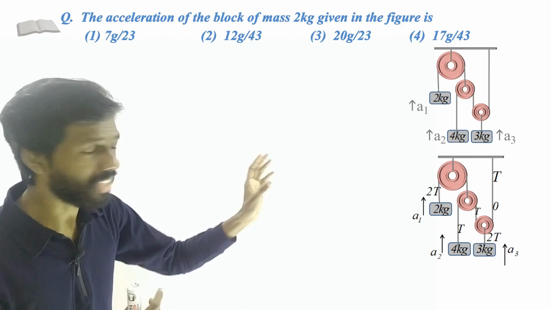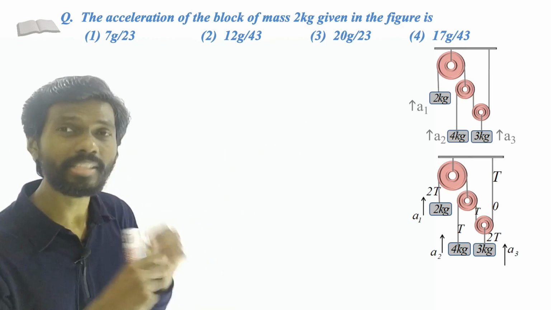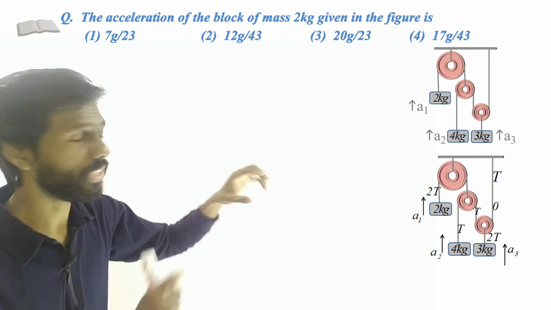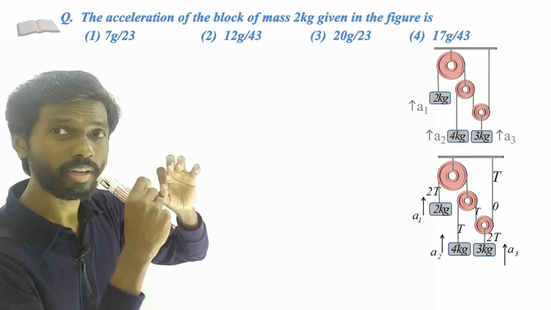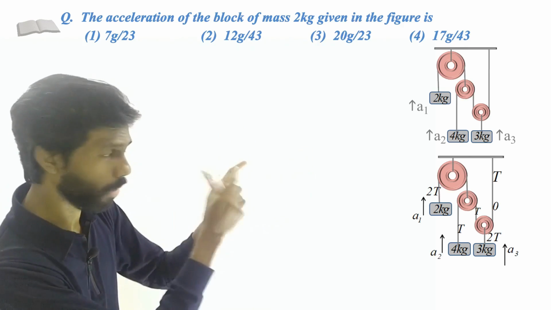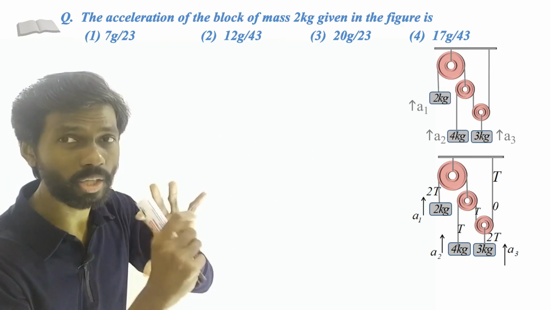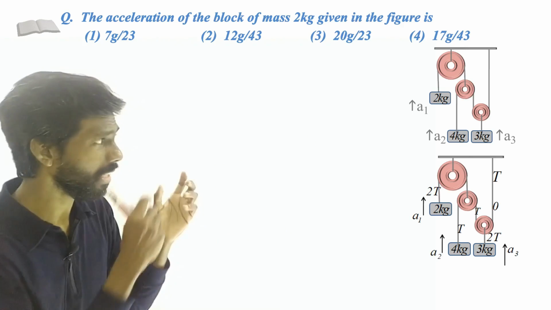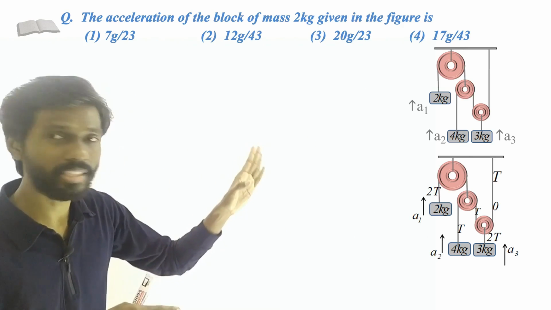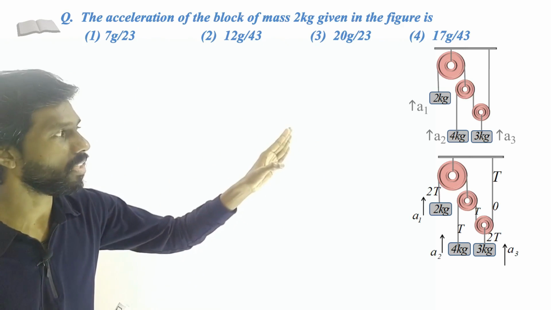That means the string on the right of that pulley has acceleration 0, because that is connected to the ceiling, so that is fixed. That means the string on the right of that pulley has acceleration 0. What about the string on the left? See, the average is a3. The average is a3, right? This acceleration and that acceleration, that is a3.